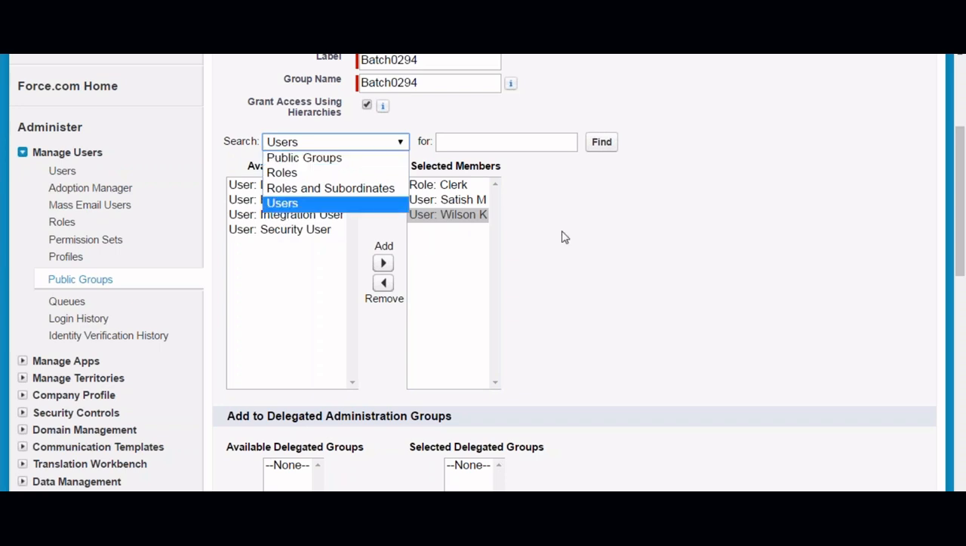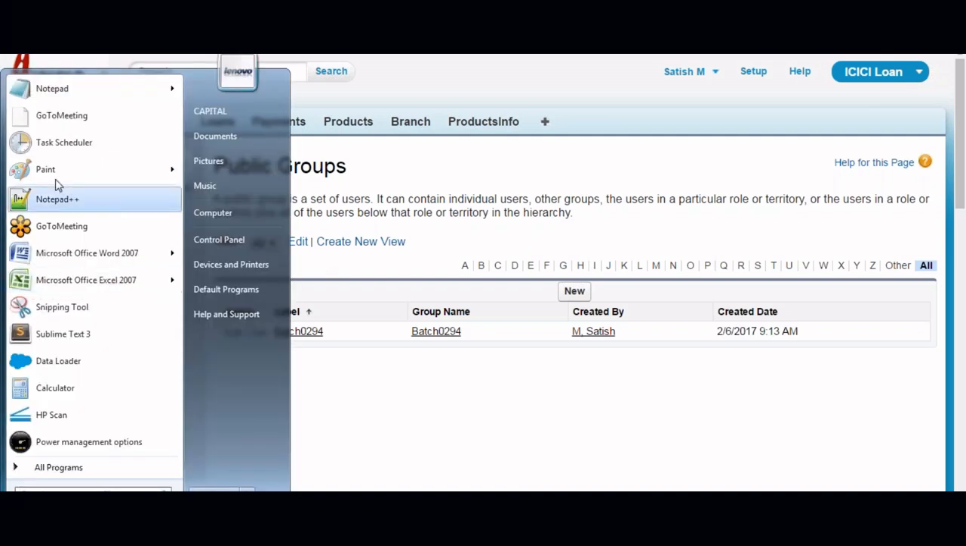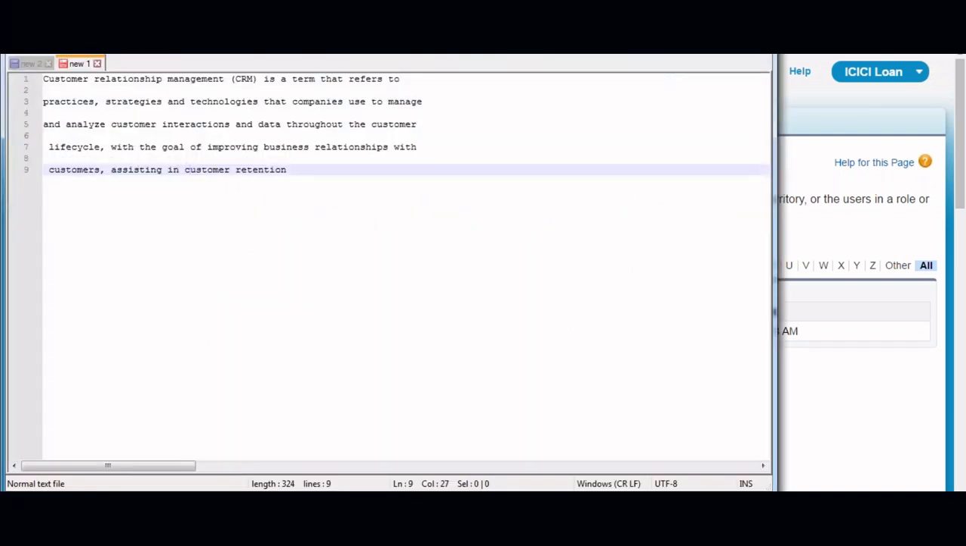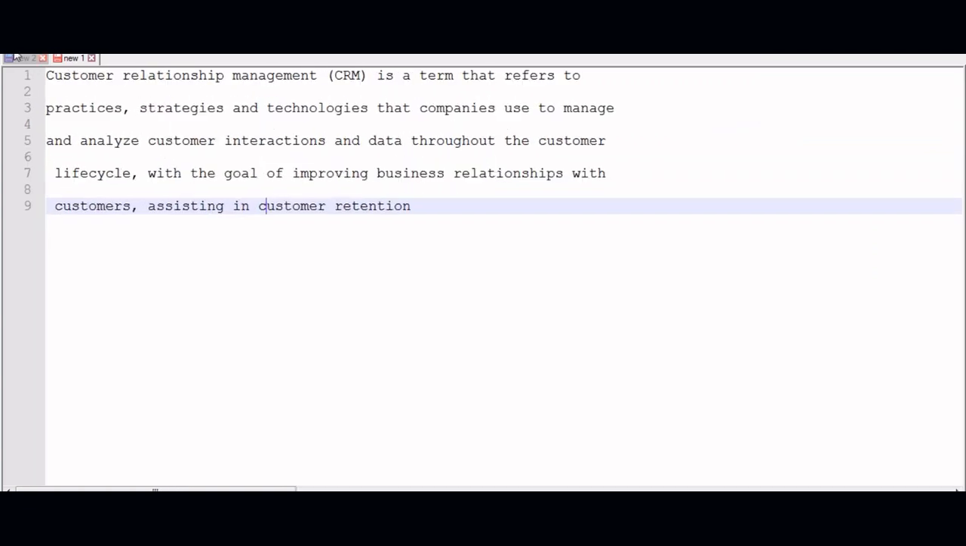I created this. Then I say group of users. It is a group of users what I created. Simply, public group is nothing but set of users. So take the point, public group.